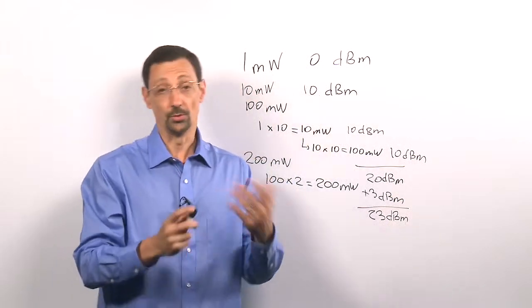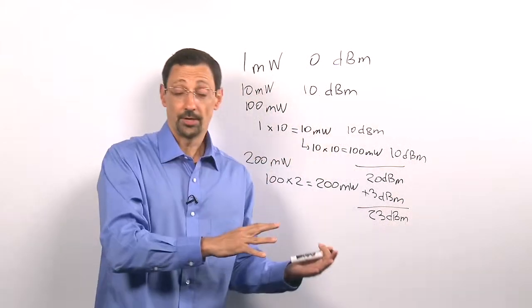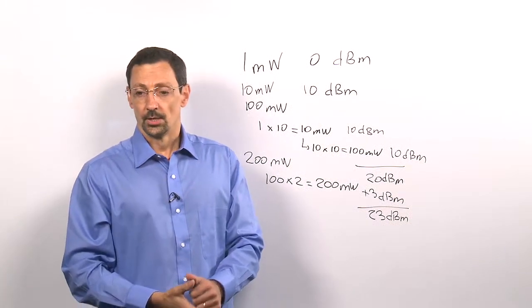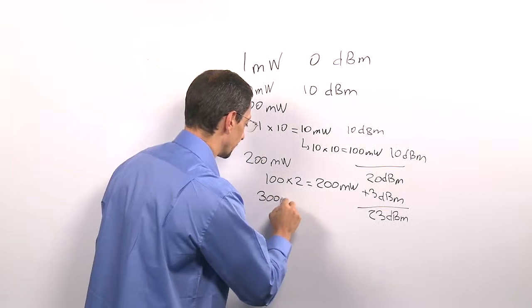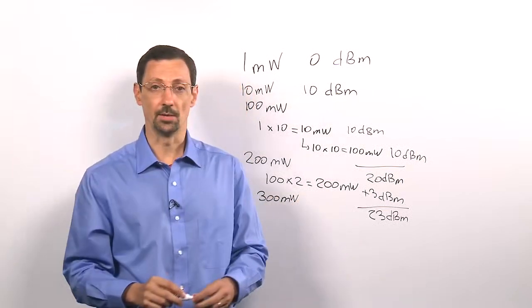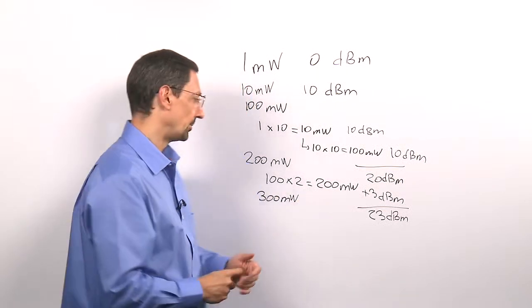Every time you double, you add 3 dB. So you multiply on one side and you add on the other. So it could be more complex. For example, if I ask you 300 milliwatts, how much is that in dBm? Well, then it's more complicated, right?